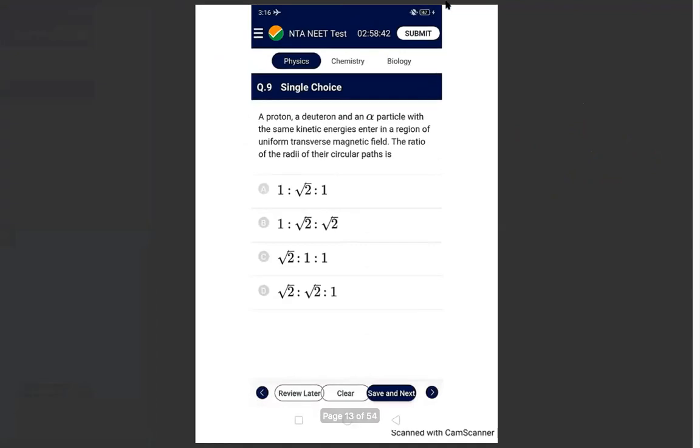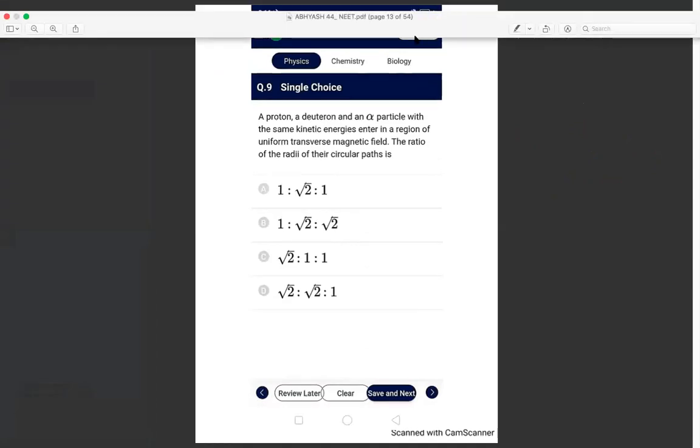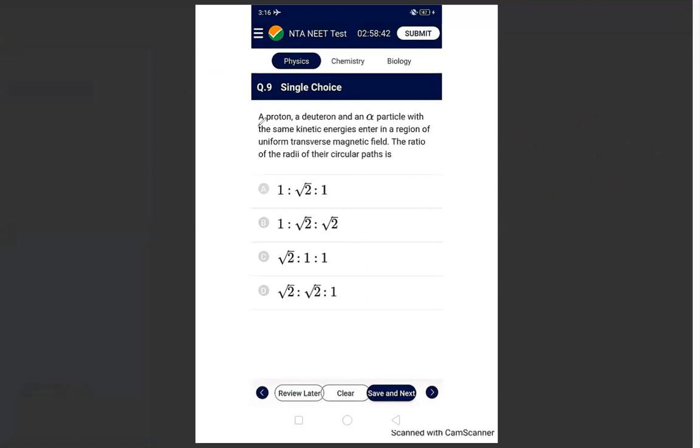This is our question number 9. Very common question. Proton, deuteron and alpha particle moving with the same kinetic energy enter a region of uniform transverse magnetic field. We have to find out the radius of their circular path. R equal to mv by qB. This is linear momentum, which can be written as square root of 2 mass into kinetic energy, right? So 2 mass into kinetic energy divided by qB.